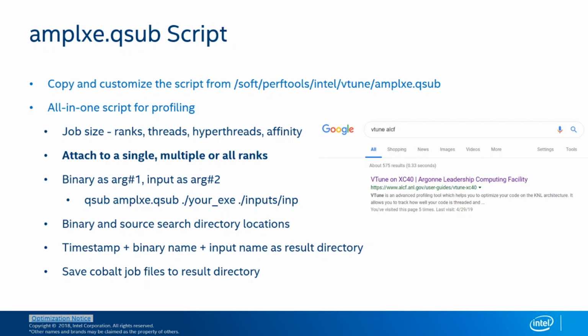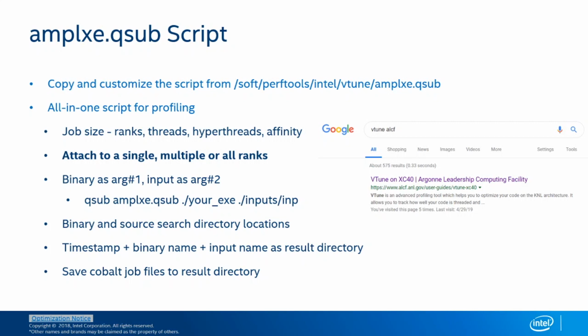So as you go through your tuning process, you're going to be able to keep a history of all these performance profiles and be able to trace them back to a particular version of your code. And it also saves the Cobalt files to the result directory. So you'll also be able to see how you ran the job and if there were any errors generated from your job.